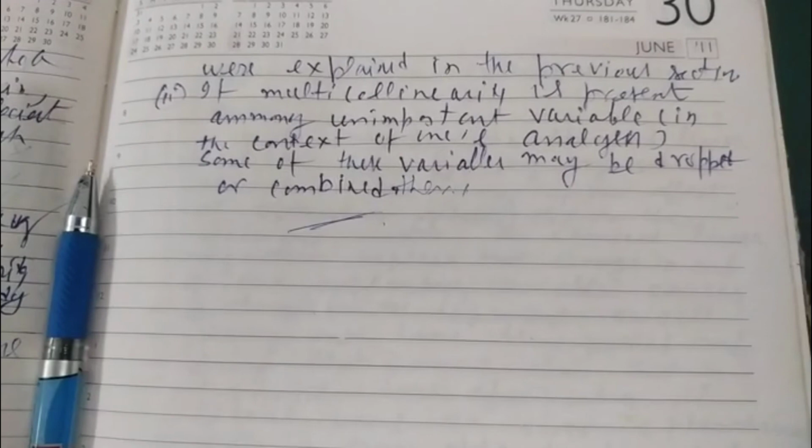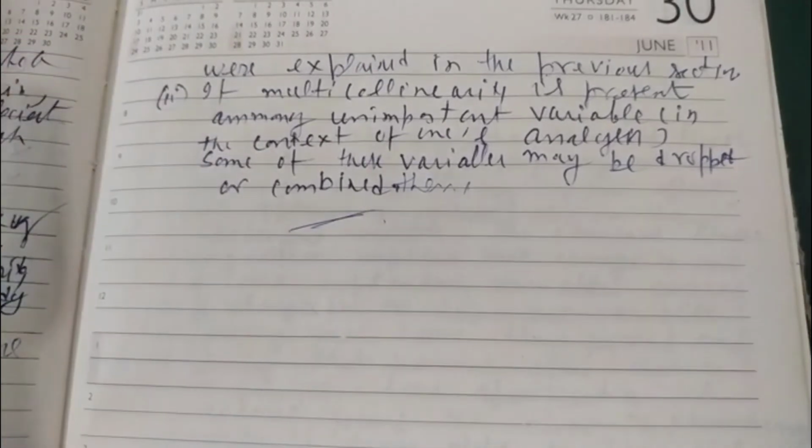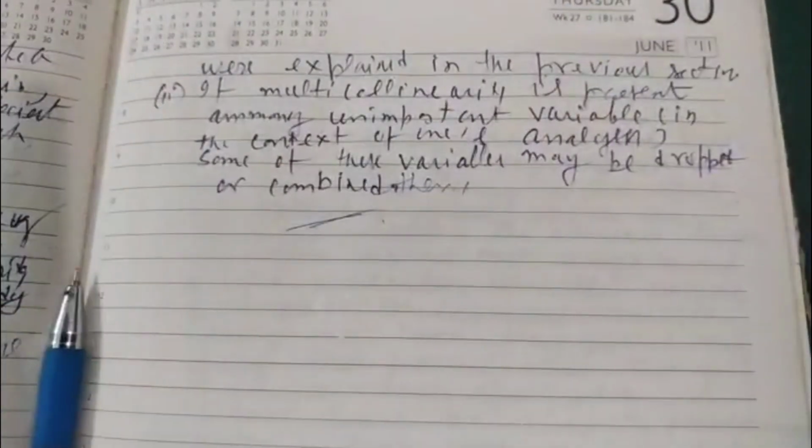Now we have completed the chapter on multicollinearity. In this chapter, we have covered what multicollinearity is, what the sources of multicollinearity are, and the consequences of multicollinearity. After that, we have covered different types of tests for testing multicollinearity and their remedies.